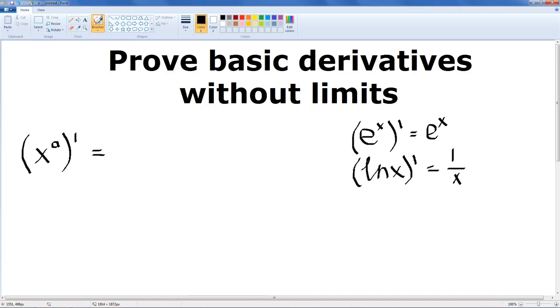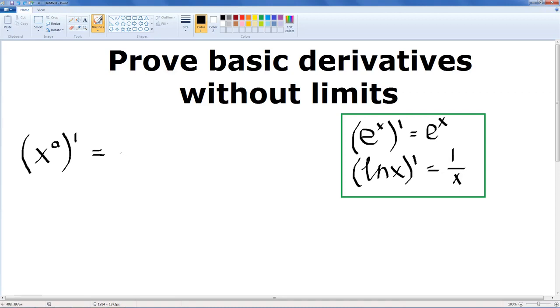In order to prove that, you can easily prove it. I already showed it in another video. Anyway, we're going to use this knowledge in order to prove all the others. Okay, so let's start from x to the power of a.